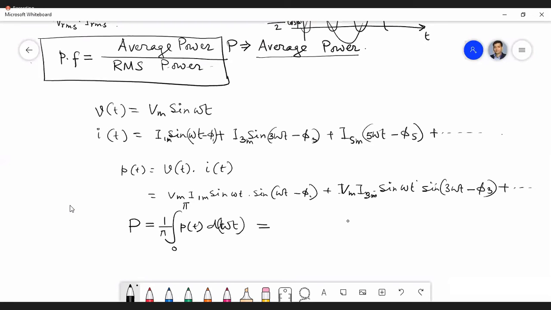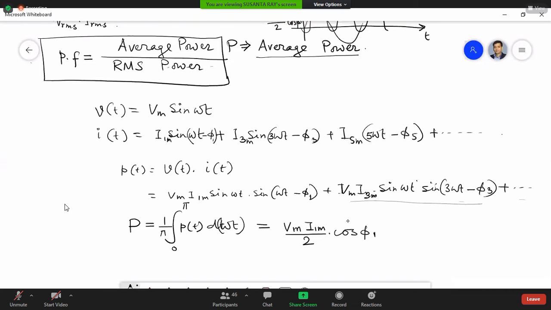It will be Vm I1m by 2 cos phi. Sorry, sir, it is phi 1 only. Just cos phi 1. And what about the other components? The fifth harmonic, then seventh harmonic, none of the other ones will contribute, sir.